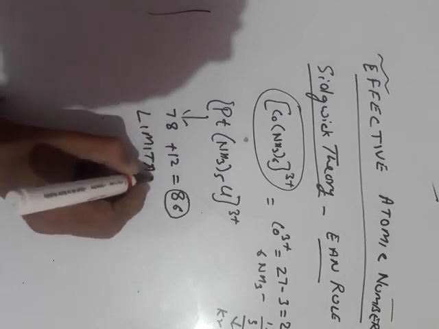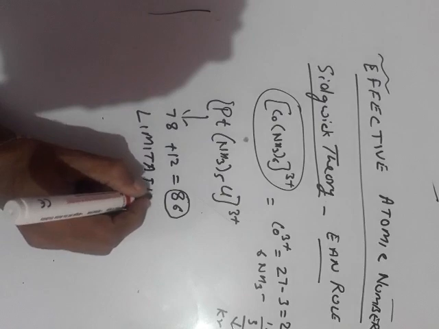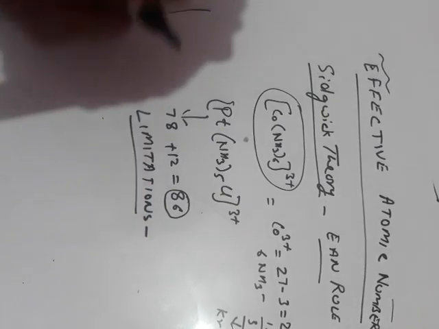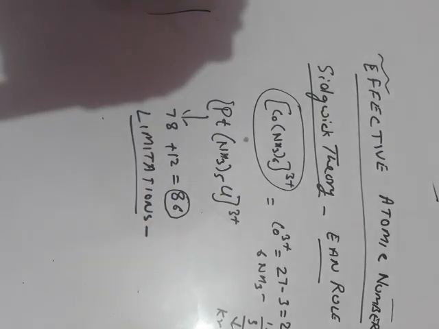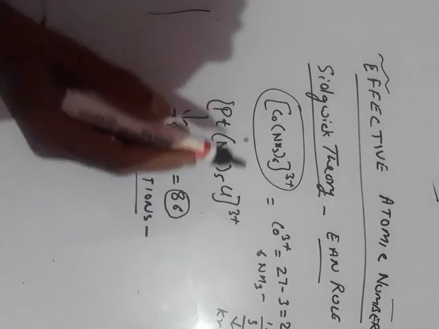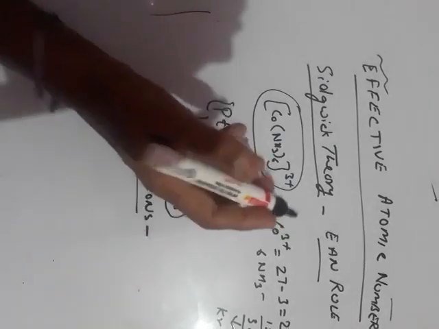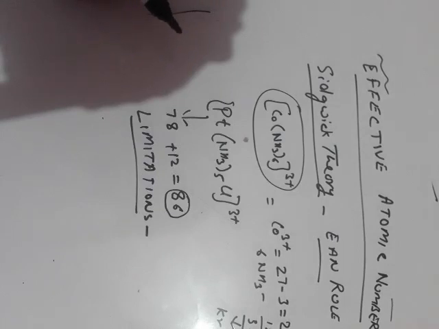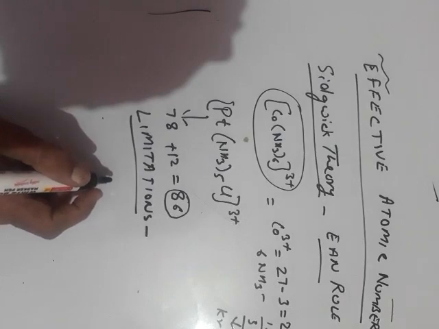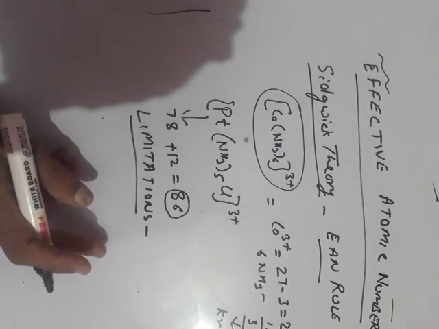The first limitation is that this does not explain the coordination tendency of the metal. It has no fundamental basis. Second, many complexes are known which do not follow this effective atomic number rule. And third, this does not say anything about the geometry of the molecule.